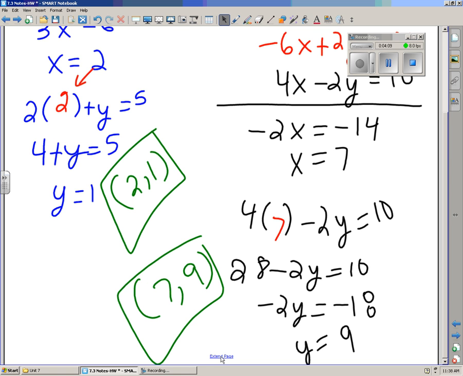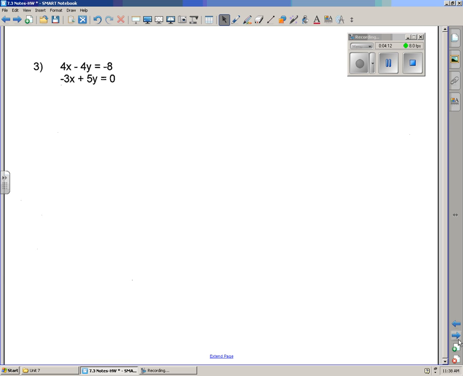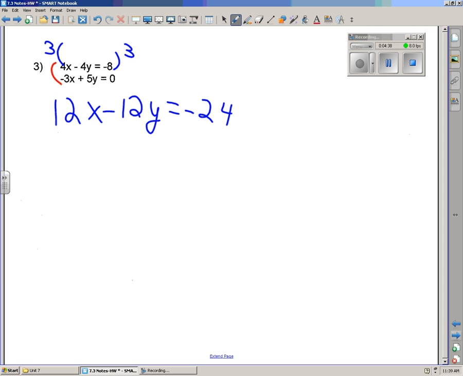Let's go for the next one. Again, there's no inverses. I can choose to eliminate x's or y's. It doesn't really make a difference. I'm going to go for the x's. Well, a 4 and a negative 3 can both turn into 12. To make the 4x turn into 12x, I'm going to multiply the top by 3, which becomes 12x minus 12y equals negative 24. To get the inverse of the x's, I'm going to multiply the bottom equation by 4.